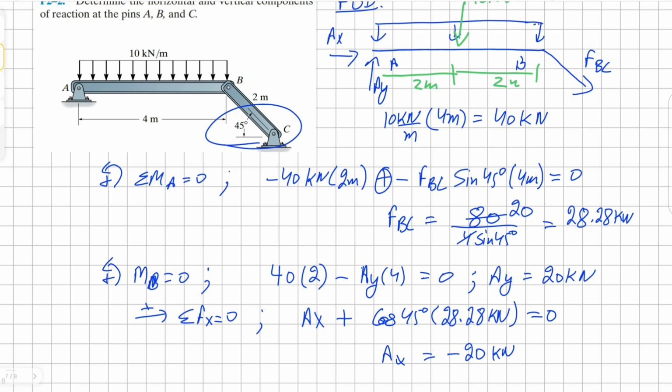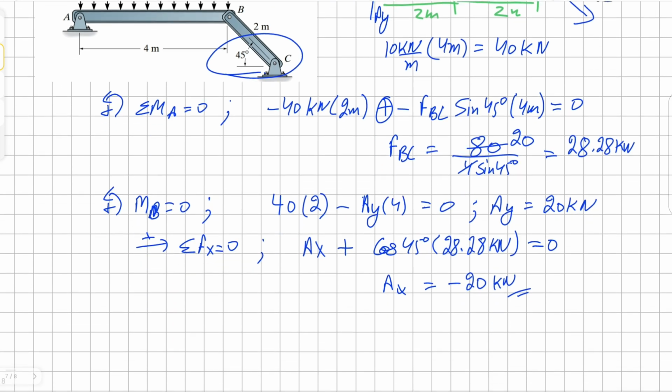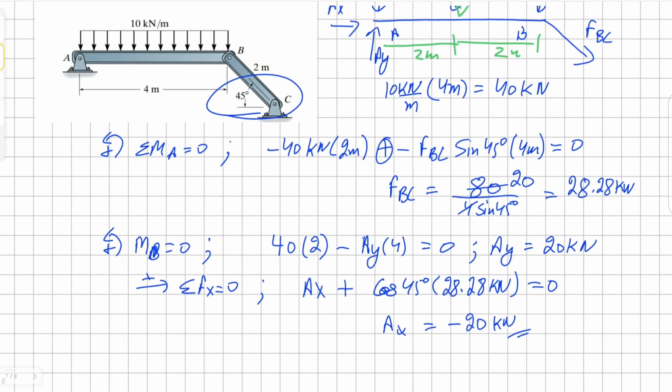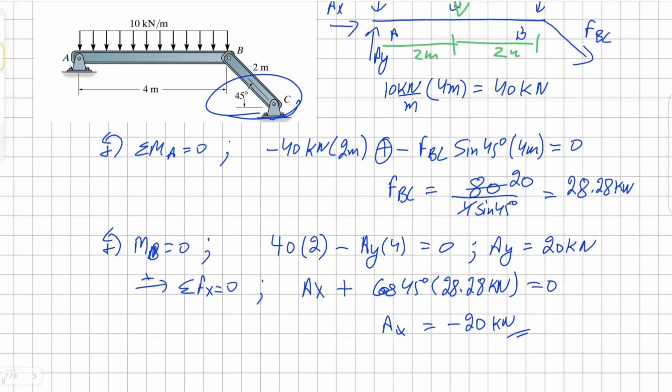So therefore, now for our pin connection at C, we know that whatever load is going to be exerted by the point B is going to be absorbed by point C, our pin connection. Therefore, we know that whatever our BX is, it's going to be our CX, and whatever our BY is, it's going to be our CY.